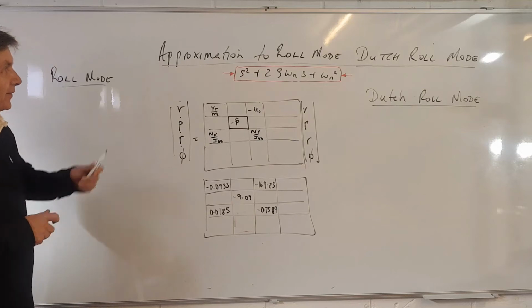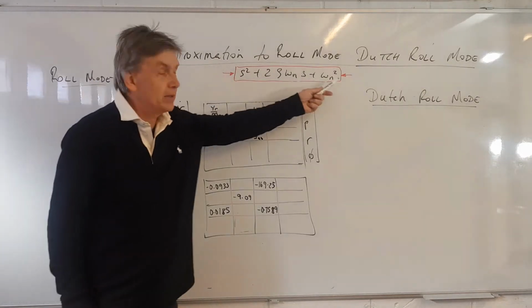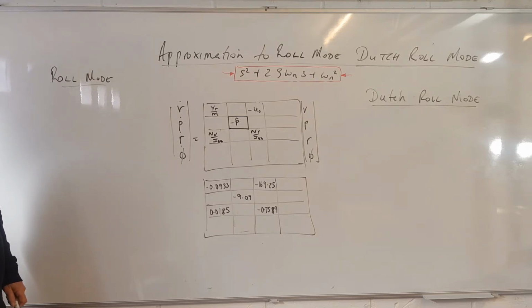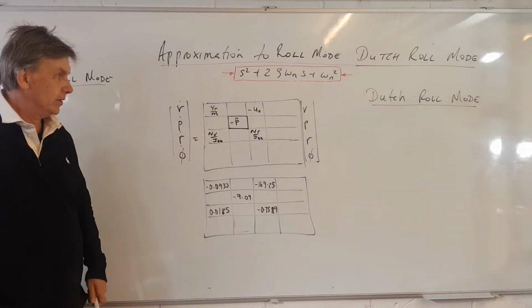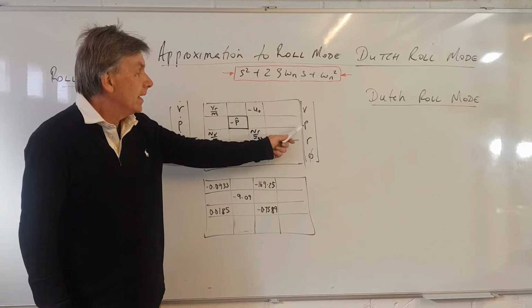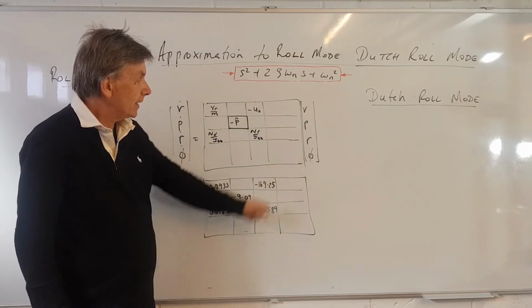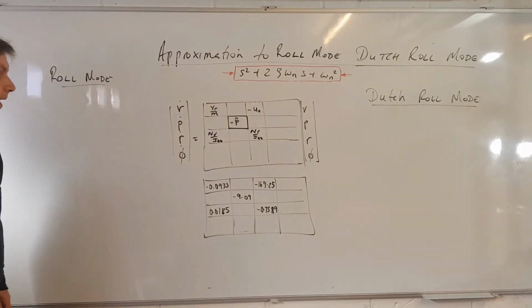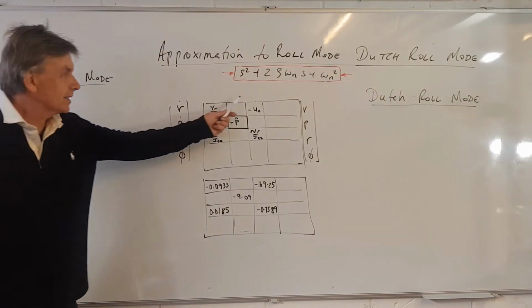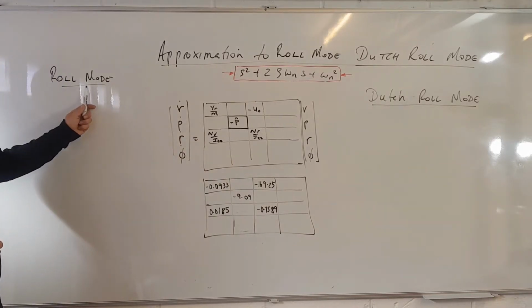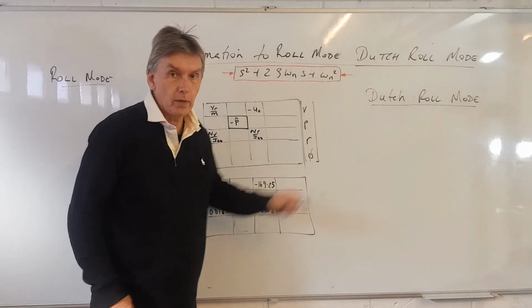Okay, we're back again. This time we're doing the approximations to the roll mode and Dutch roll mode. So the roll mode and Dutch roll mode come from the lateral dynamics. And in the lateral dynamics, we again have a 4x4 matrix, which has V, the side slip velocity, P, the roll rate, R, the yaw rate, and phi, the roll angle. And again, it's just a certain limited number of parameters which give us the ability to extract the roll mode and the Dutch roll mode.